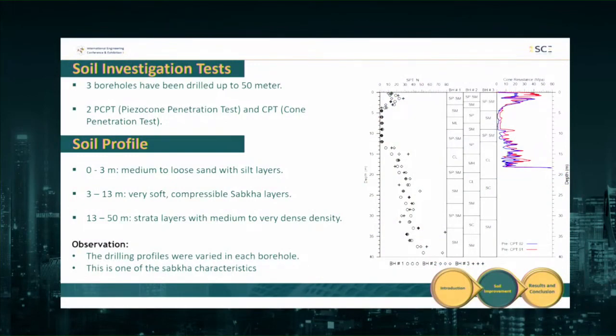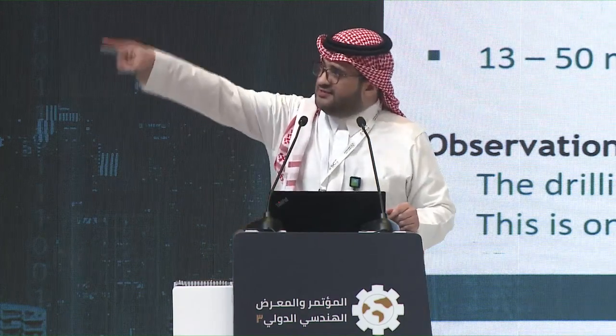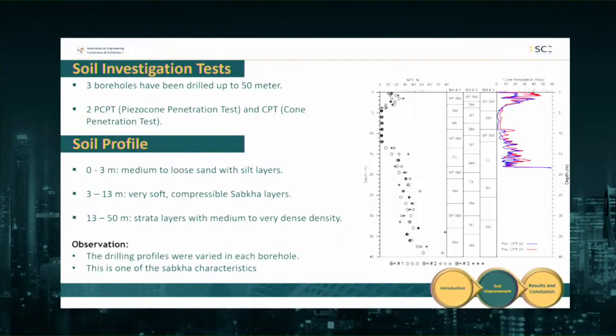To summarize the soil profile, I summarized it into a few lines, as you can see. From 0 to 3 meters, we have medium to loose sand with silt layers. This is the backfill area layers. From 3 to 13 meters, we have very soft, compressible sabkha layers. And from 13 to 50 meters, we have strata layers with medium to very dense density. If you can observe the 3 columns in the middle here, we have 3 boreholes. Those 3 boreholes represent the profile, and the drilling profiles varied in each borehole. This is one of sabkha's characteristics, which is the sudden change in the chemical and physical conditions vertically and horizontally. So it is unpredictable.